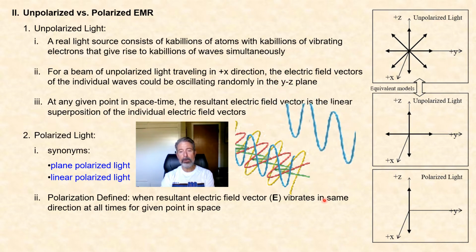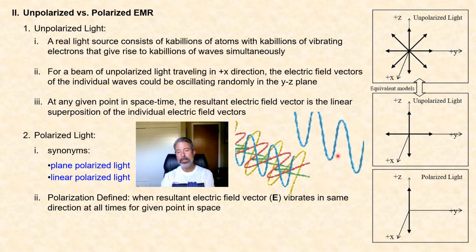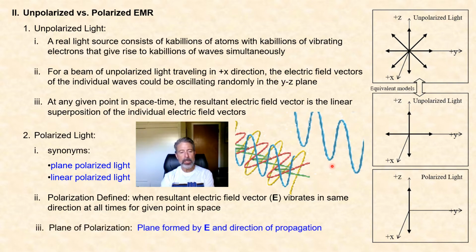When we talk about, here, this would represent, let's say, if this represents a bunch of atoms, and this is the net or resultant electric field of a bunch of atoms, you'll notice that this net field has the electric field oscillating in one direction. When we talk about the plane of polarization, this is just by definition the plane that is formed by this electric field vector and the direction of propagation.